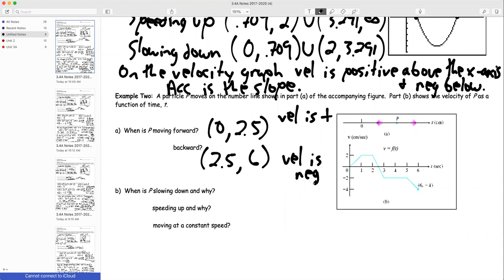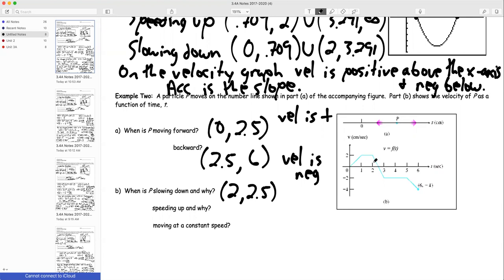When is the object slowing down and why? There's only one interval when it's slowing down. What is it? It's from 2 to 2.5. Here's why. That is the only time when the velocity and the acceleration have opposite signs. So from 2 to 2.5, my velocity is above the x-axis. It is positive. And my acceleration, it's got a negative slope. It's negative.